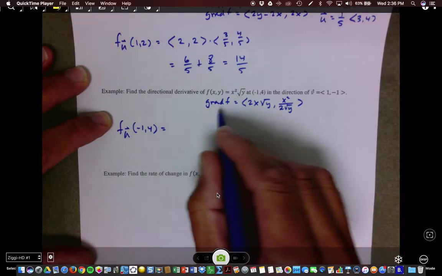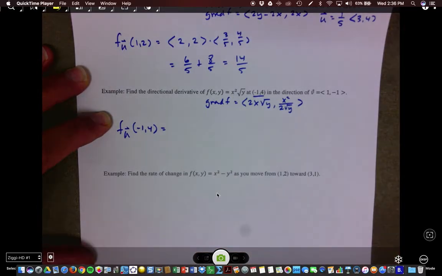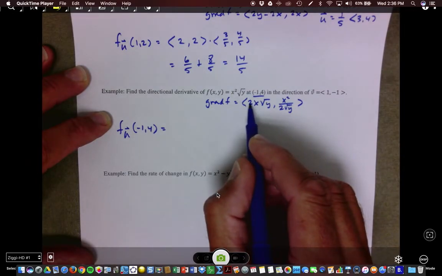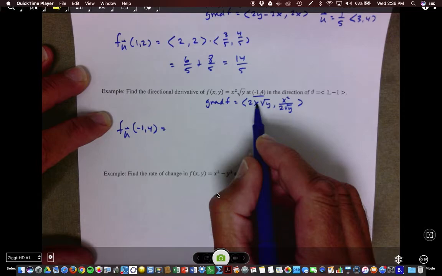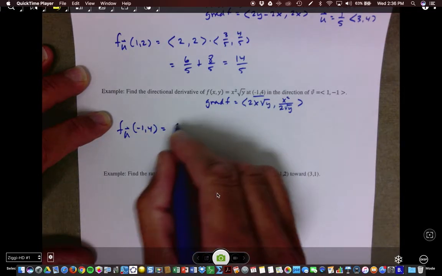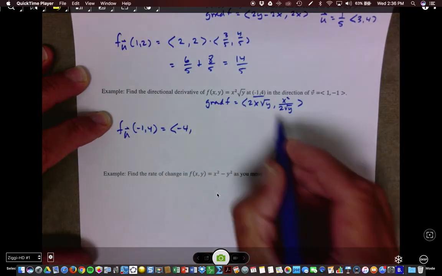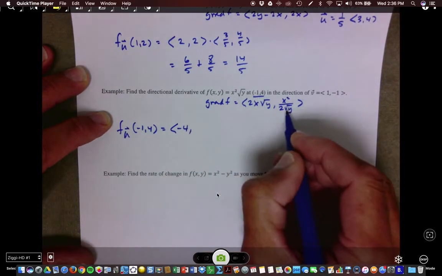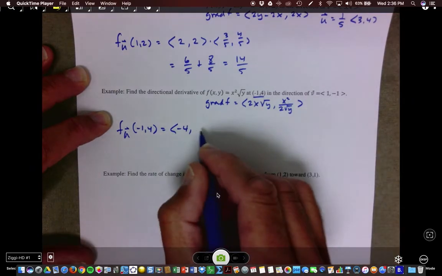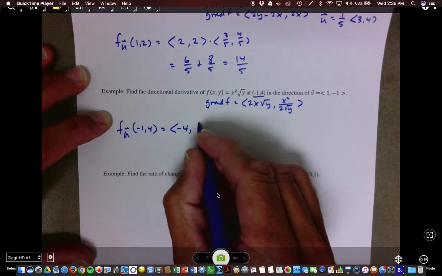And then what we want to do is find out what that gradient is at this point. So I'm going to plug in negative 1 and 4. So we'll get 2 times negative 1 is negative 2, times the square root of 4 is 2. Negative 2 times 2 is negative 4. And then if I plug in negative 1 and 4 here, we're going to get 1 in the numerator and 4 in the denominator, and that one will be positive 1/4.